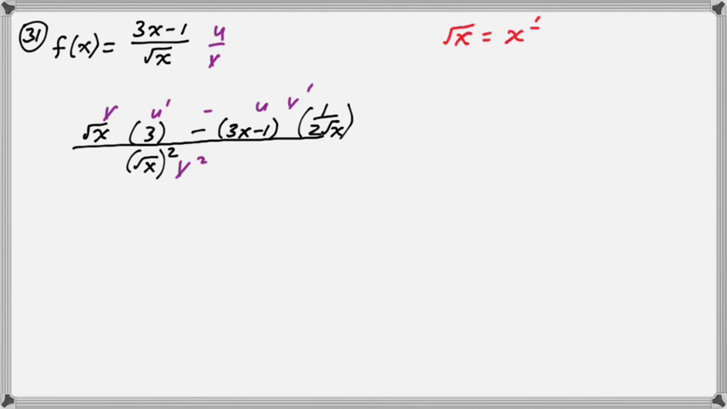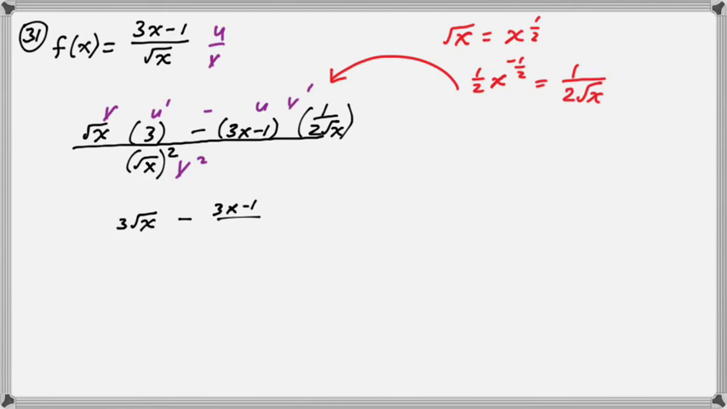Now, many people struggle with the derivative of the square root of x. Square root of x is x to the 1/2. If I was to do power base 1 less power to get its derivative, it would give me this. So if you're wondering where that came from, it's from the derivative of the denominator. So I'm going to rewrite this 3 radical x minus 3x minus 1, but this time it's divided by 2 radical x. And it's all just over x, when you square the square root, it goes away.